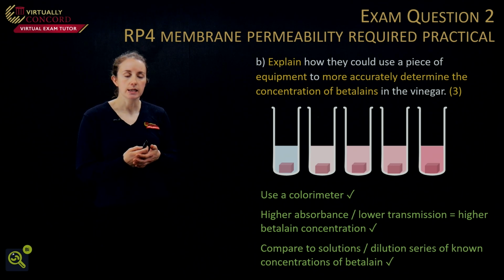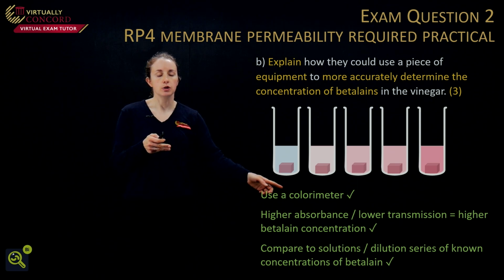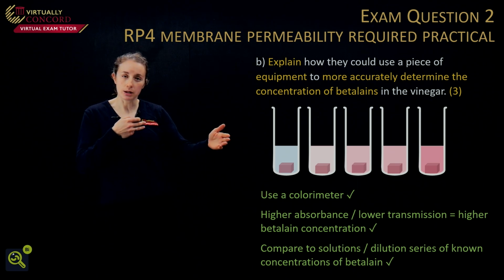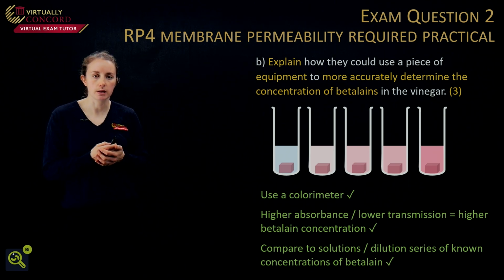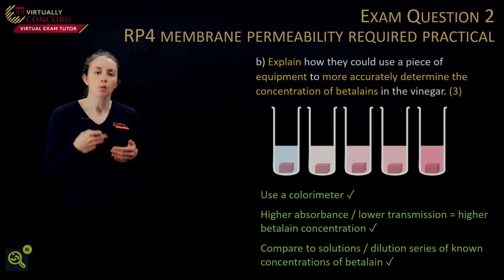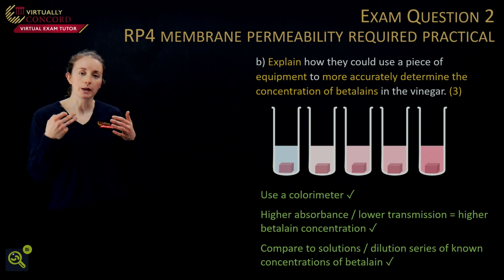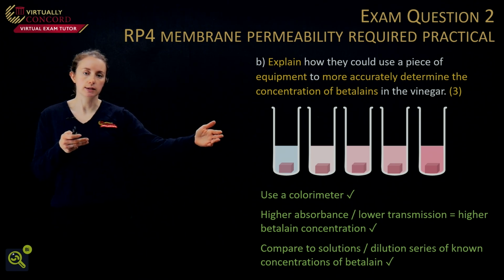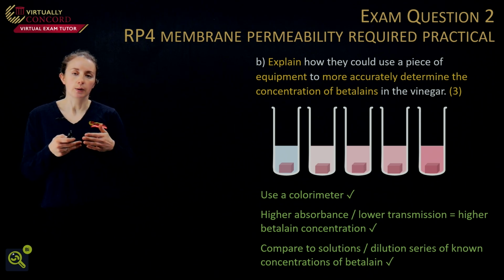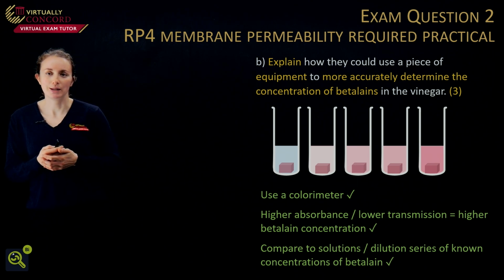And your third marking point is for explaining how you actually know what the concentration of betalain is in your solutions. Just by looking at the absorbance value or the transmission value, you can make a comparison, so you can see which has a higher concentration and which has a lower concentration, but you can't actually determine the specific concentration of your solution. What we need to do is compare to a solution with a known concentration of betalain. What would be even better is to compare to a dilution series, so to create a range of known concentrations of betalain and compare the values that you get from those in a colorimeter to the values that you get in your experiment.